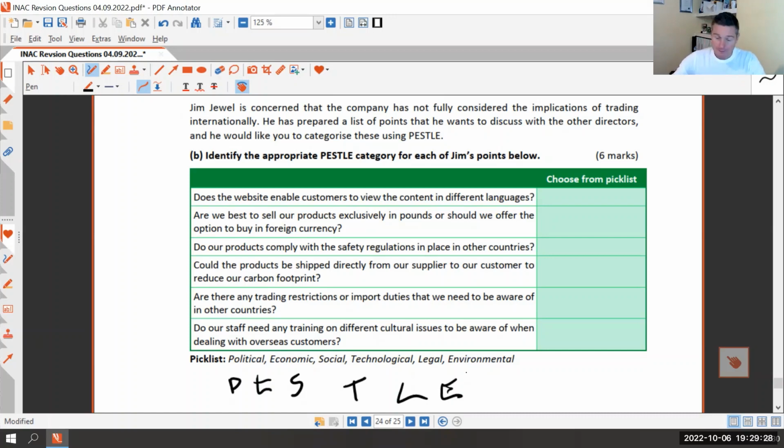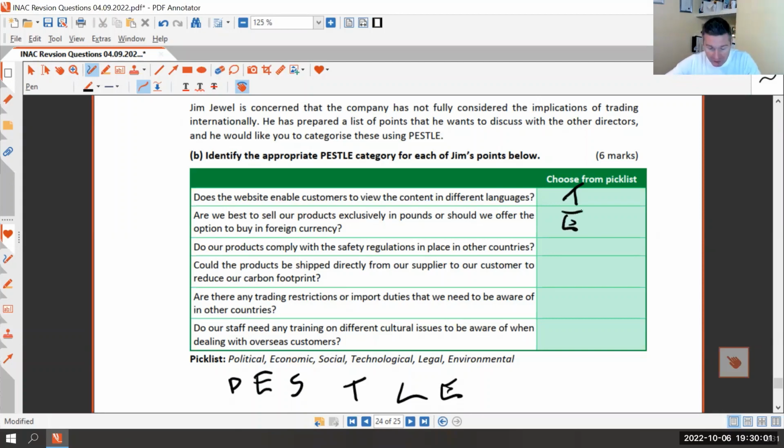Cool. Anyway, so we go through here. What do we think the first one is? And don't repeat the full word, but is it a P, an E, an S, a T, an L, or an E? This first one, yeah, it is technological. We'll just go with a T. Next one: is it best to sell our products exclusively in pounds, or should we offer the option to buy in foreign currency, which I think was Paul's suggestion? Yeah, so that is economic.